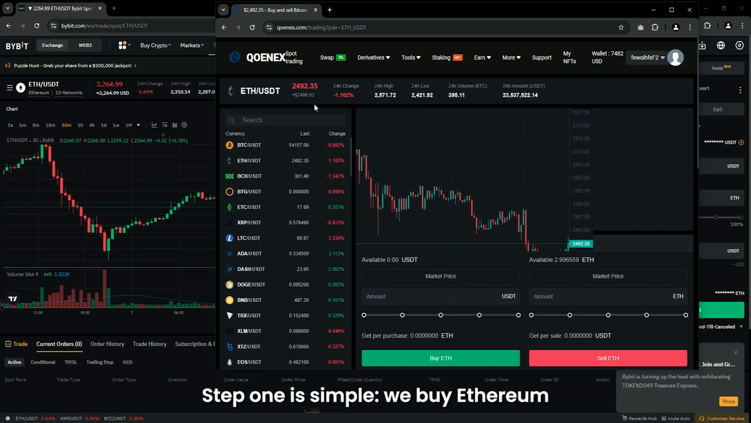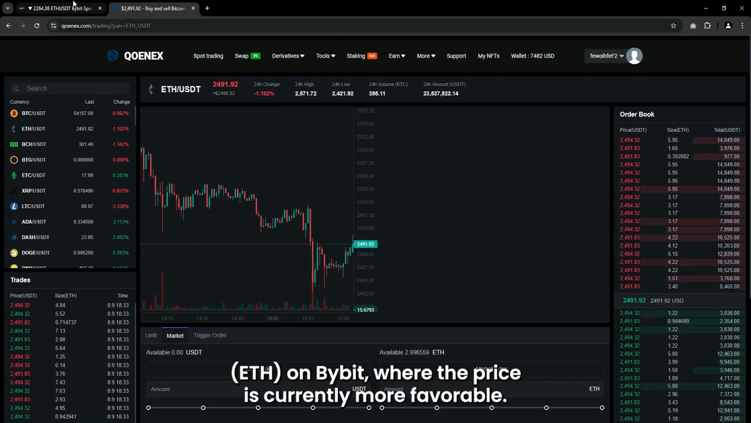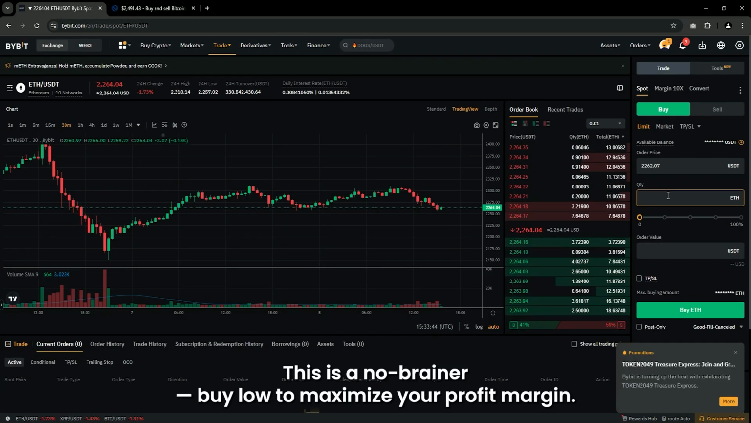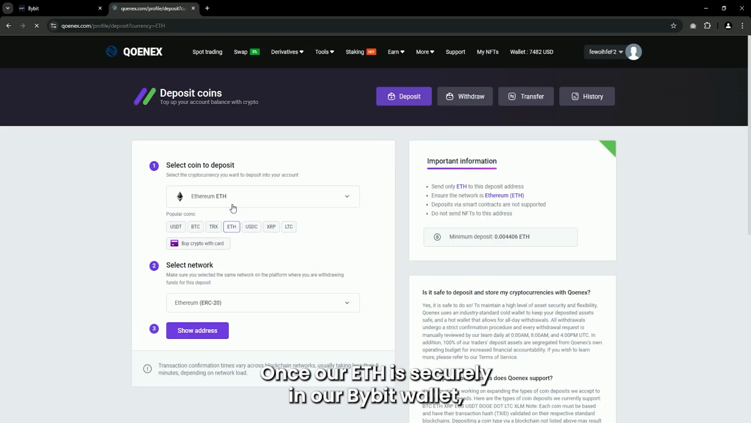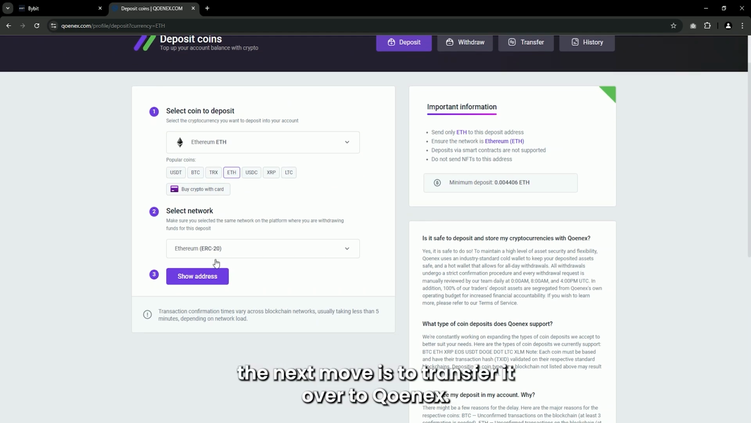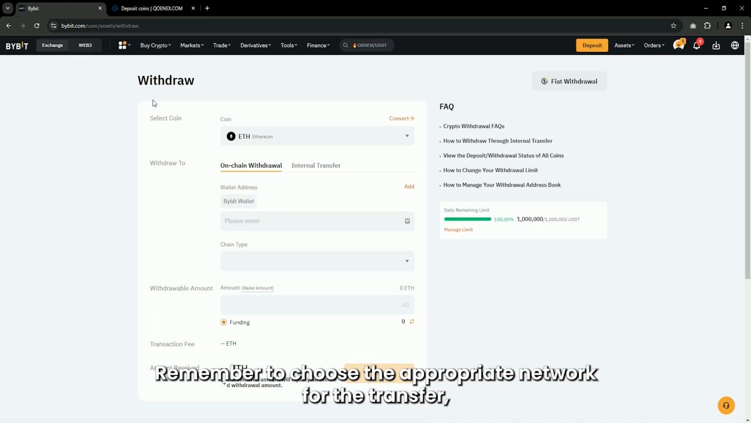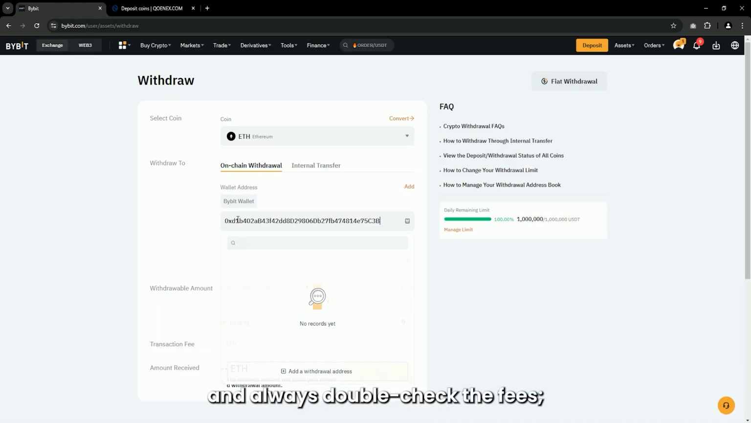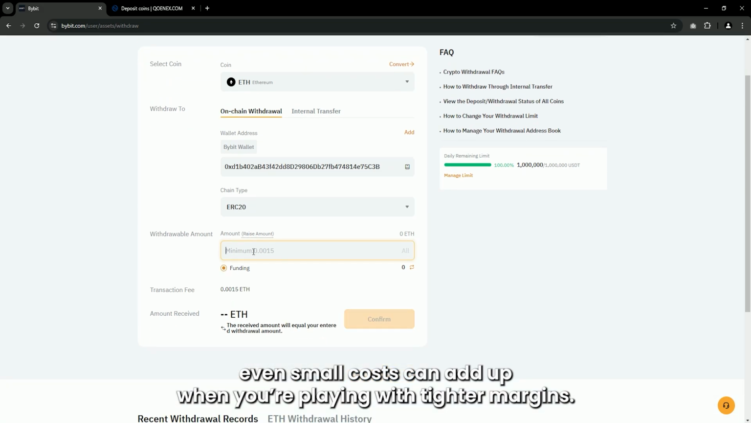Step 1 is simple. We buy Ethereum, ETH, on Bybit, where the price is currently more favorable. This is a no-brainer. Buy low to maximize your profit margin. Once our ETH is securely in our Bybit wallet, the next move is to transfer it over to Qoenex. Remember to choose the appropriate network for the transfer and always double-check the fees. Even small costs can add up when you're playing with tighter margins.